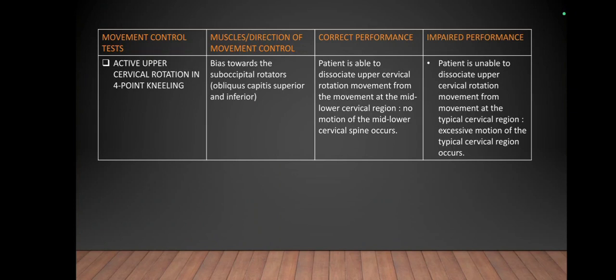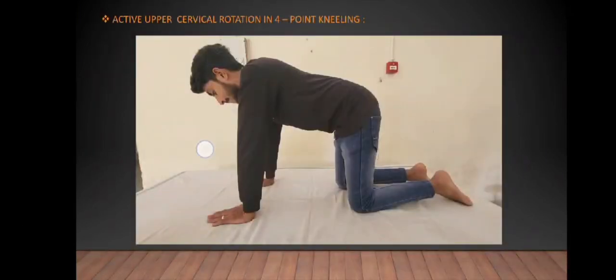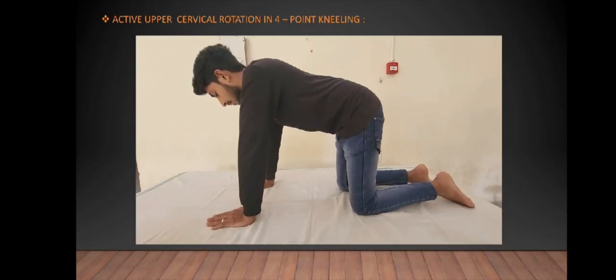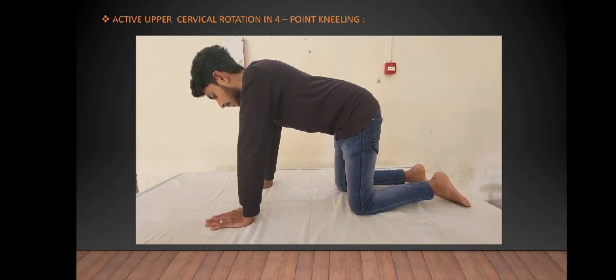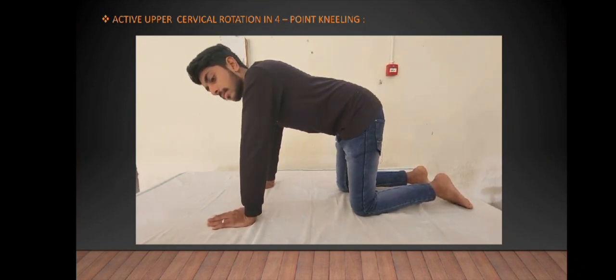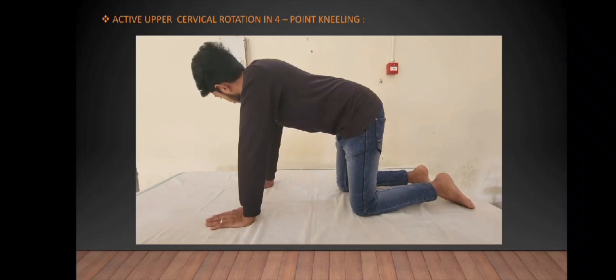Impaired performance. Patient is unable to dissociate upper cervical rotation movement from the movement at the mid-lower cervical region. Excessive motion of the mid-lower cervical region occurs. Active upper cervical rotation in 4-point kneeling. Instruction: rotate the head while keeping the cervical region still, as if saying no.